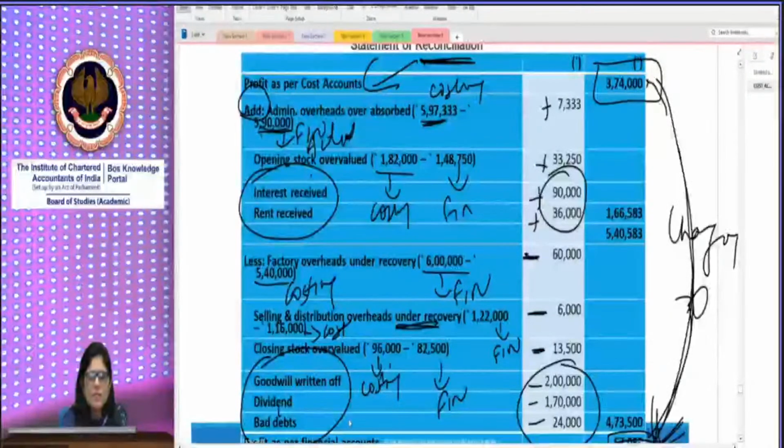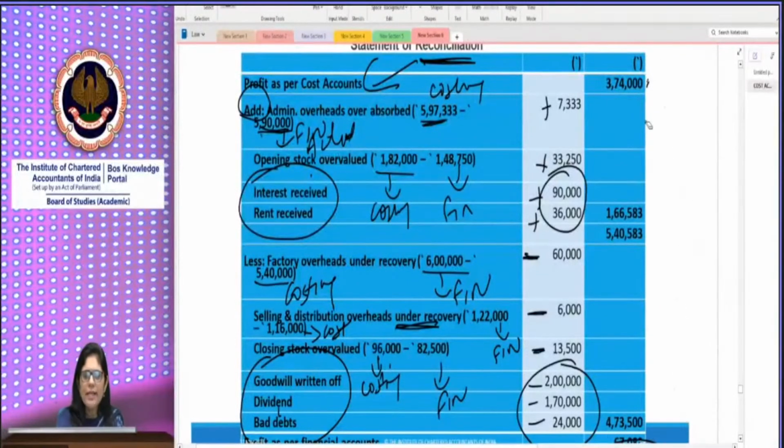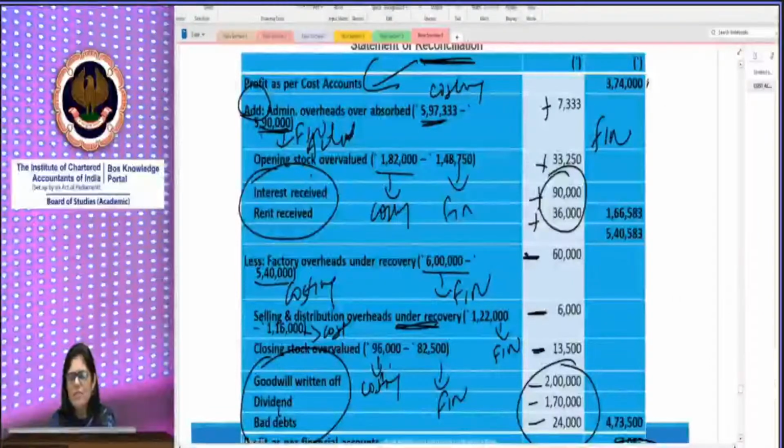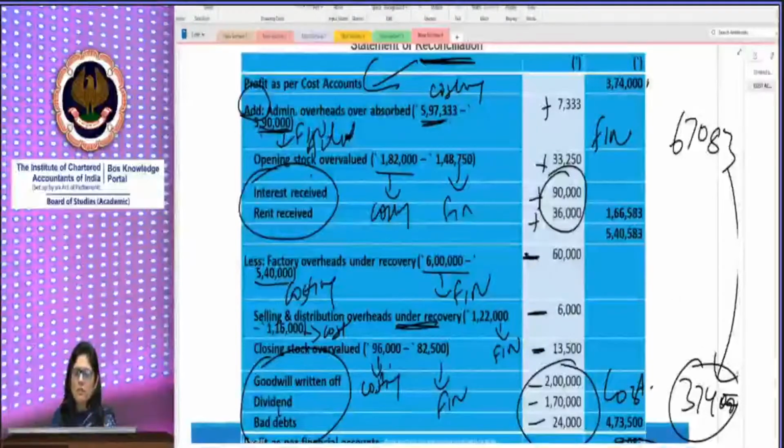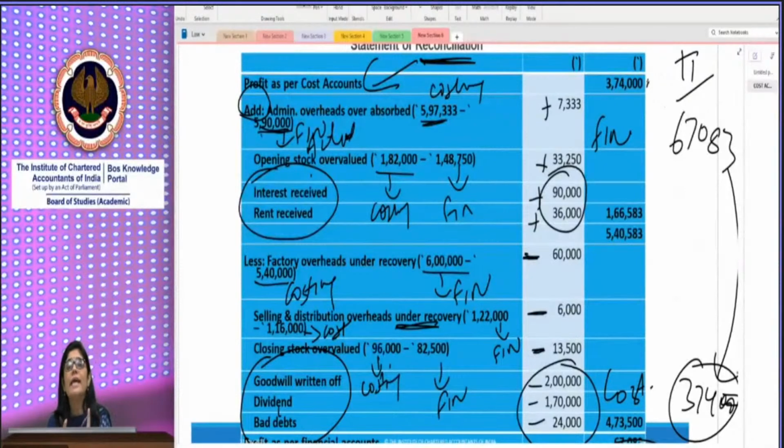All right. So what I'm trying to tell you is, do the other case. All right, this you should practice. Take financial profit as the base, 67083, and convert it into costing profit, 374,000. So this is the second way of doing it. Do it. So both ways you should do. Both ways you should solve. Only then you will understand.